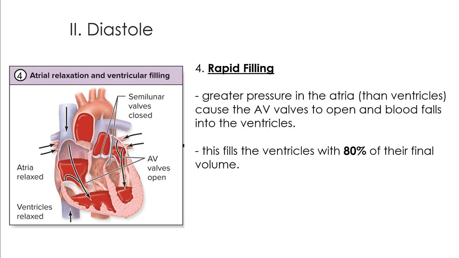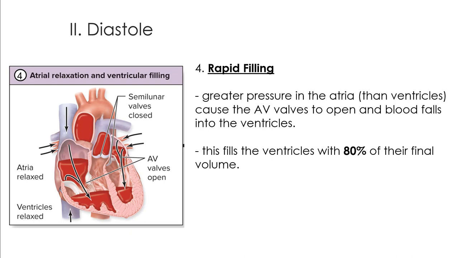But as the ventricles continue to expand and relax, as the pressure lowers, we will get to a point that the blood in the atria is now under more pressure than the pressure we have in the ventricles, and that will cause the blood to fall or drop or be sucked into the ventricles. And 80% of the volume that's finally going to be in the ventricles is sucked down very quickly, and we call this the rapid filling stage of diastole.